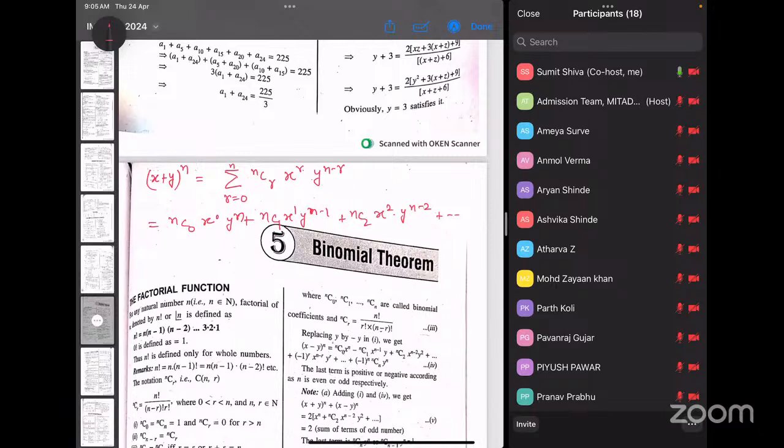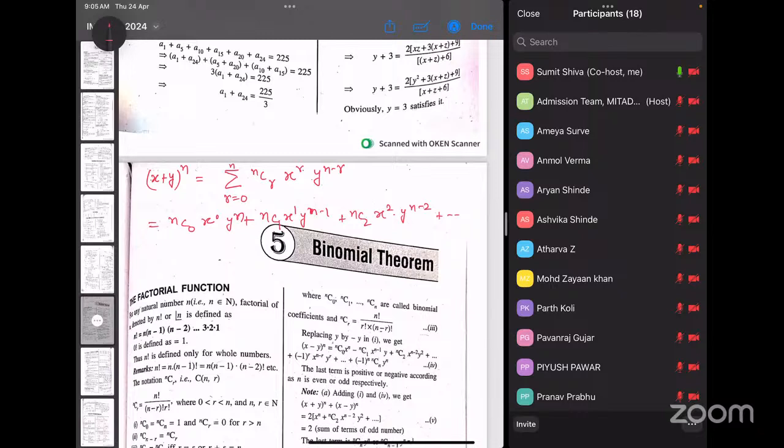There are some properties in the expansion of (x + y)^n. The first property is that if you look at the number of terms in this expansion, the total number of terms is n + 1. So whatever the power of the binomial is, the total number of terms will be one more than that power.